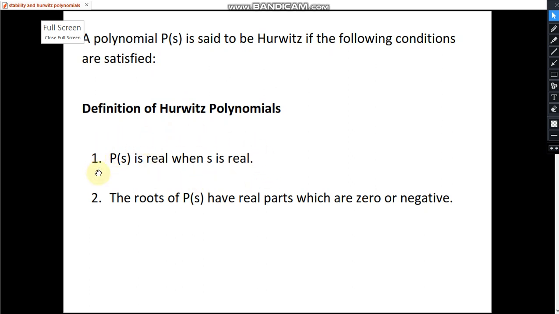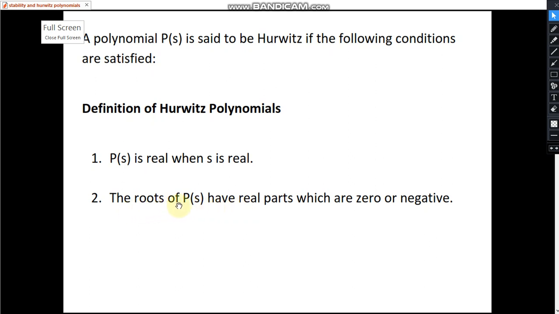For this condition, P(s) is real when s is real. There is nothing to do here. If all the coefficients are real, then P(s) will always be real if s is real. And for this condition, we have to find the roots. It is very easy to find the roots in case of first order or second order polynomials. In some situations, higher order polynomials can also be factorized and we can find the roots. But for most higher order polynomials, it is not an easy task to find the roots.